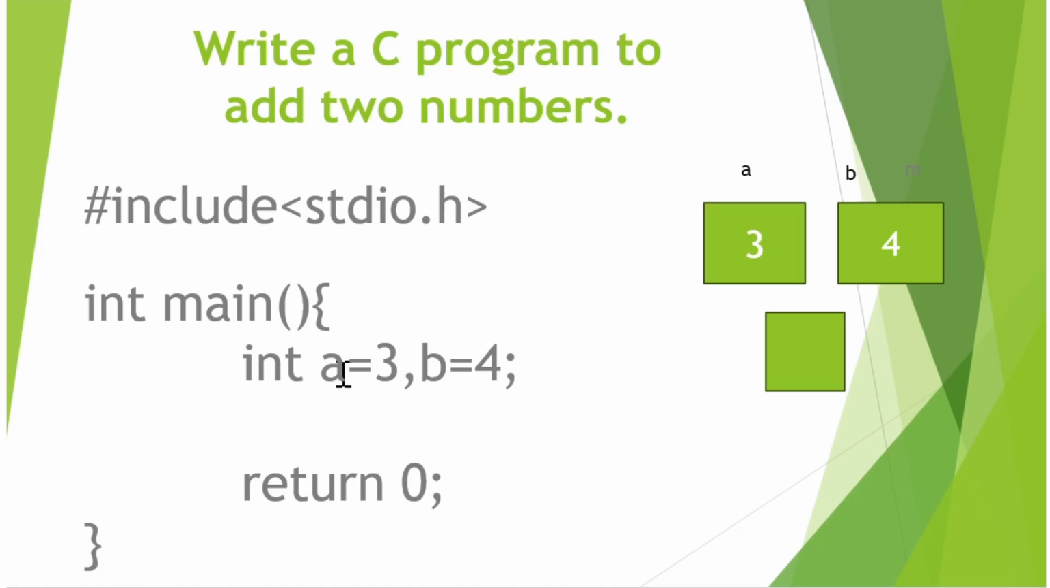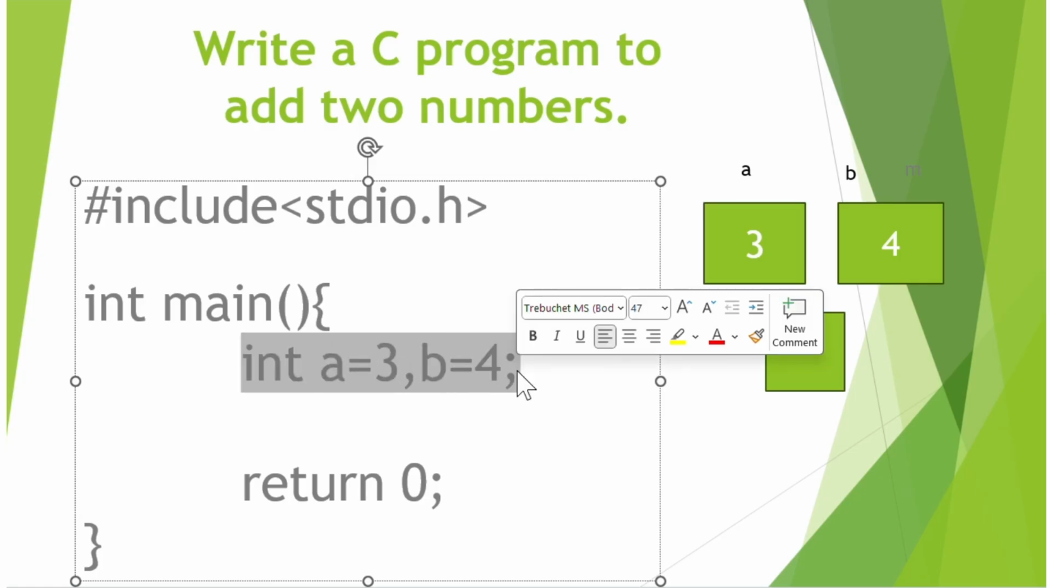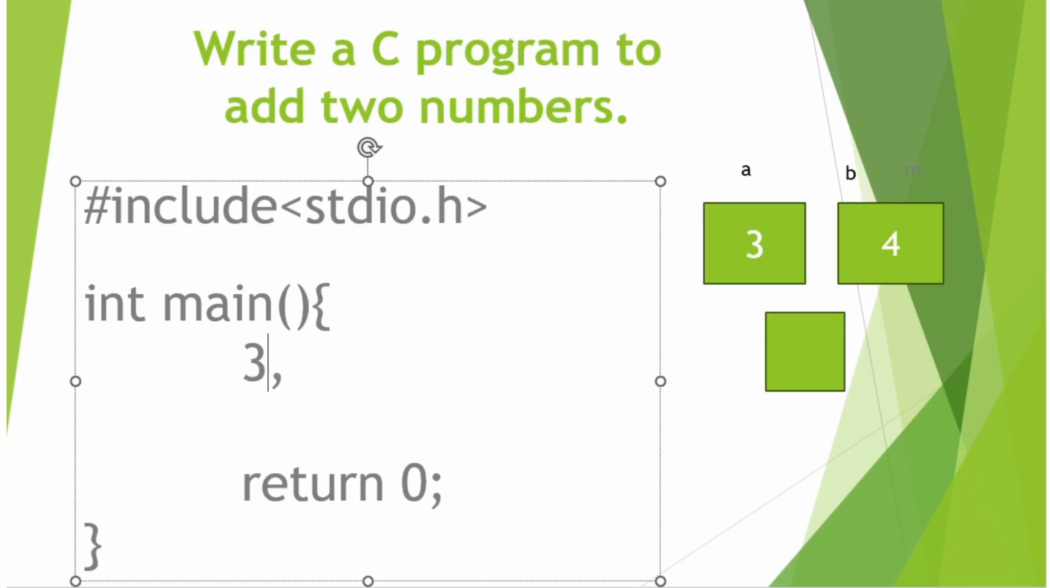Fine. And these two values A and B are integers. That's why I'm writing int. So again, for adding two numbers, I need two numbers, but I cannot write it like 3 comma 4. So I will specify whether it is int or decimal values, and now I have to store these values in a storage space.